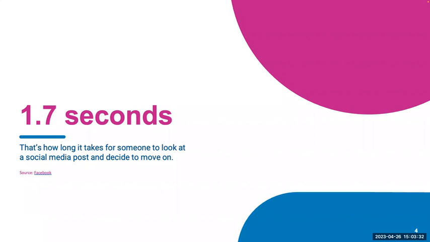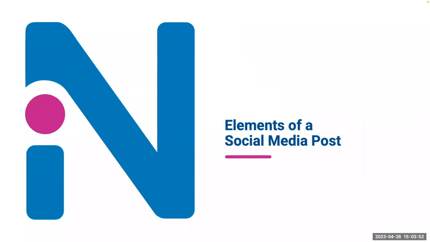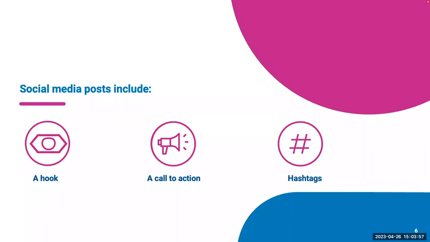So what is it that we need to do to get people to pay attention to what information we are putting out there? If you would go to the next slide, the elements of a strong social media post that we can put together. There are three main elements: a hook, a call to action, and a hashtag.